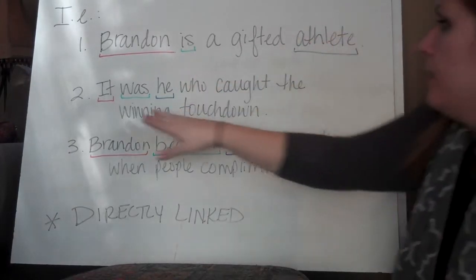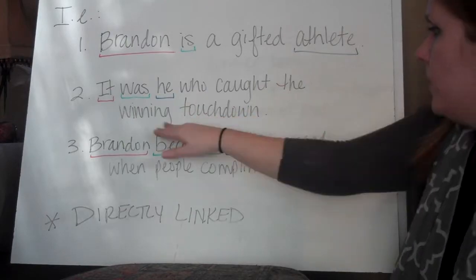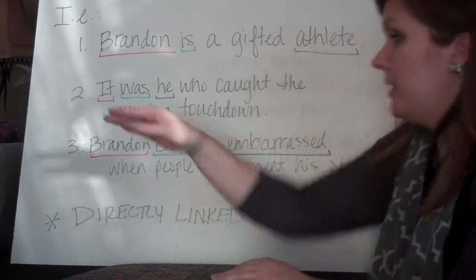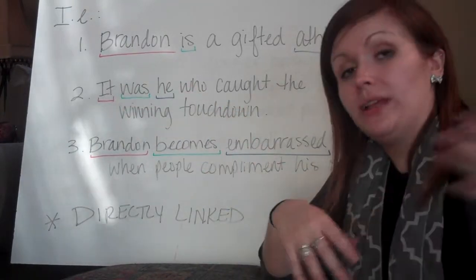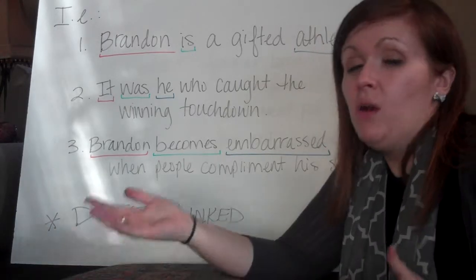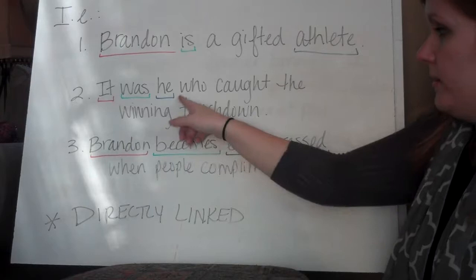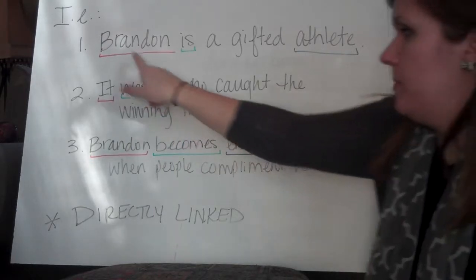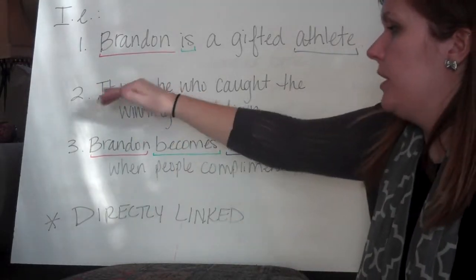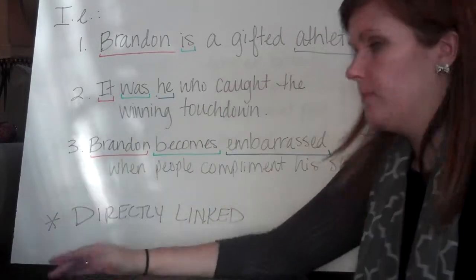It's a noun. Now here we say it was he who caught the winning touchdown. It's the same principle. You could replace that with an equal sign. And remember, again, it's a form of the to be verb, so we're going to know automatically that it is a linking verb. But we see here that this is the subjective complement of the subject it. You could put an equal sign in there and say it equals he.